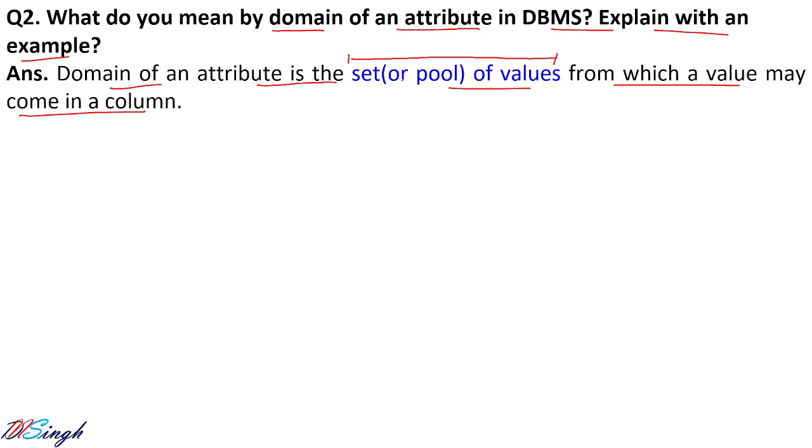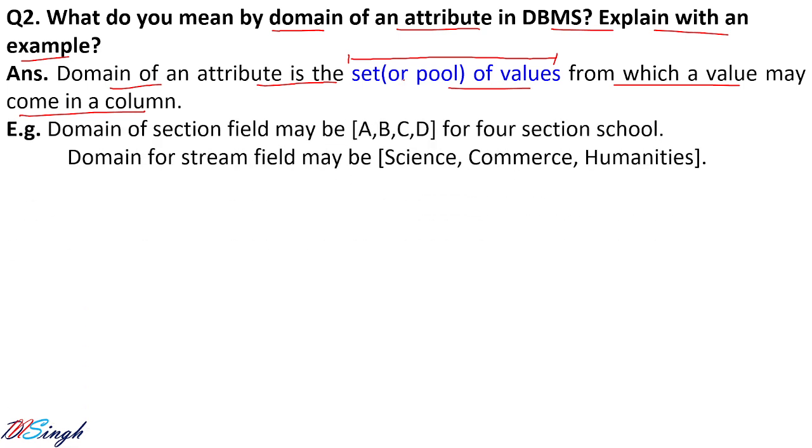Like for section, if your school has 4 sections, for example, the domain of the sections field may be ABCD if it is a 4 section school. If it is a 3 section school, your domain will be ABC. You have to choose one of the sections in the section field. You cannot randomly put any value. So the set or pool of values from where you can draw a value for your column is called what?